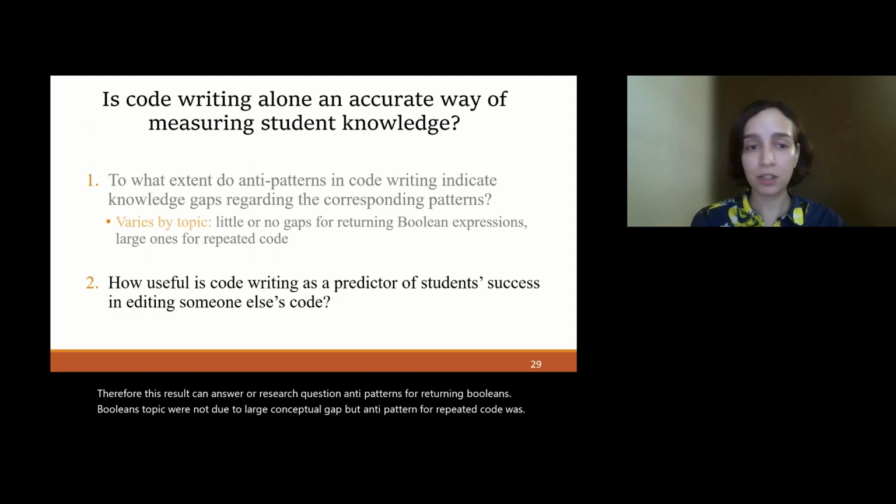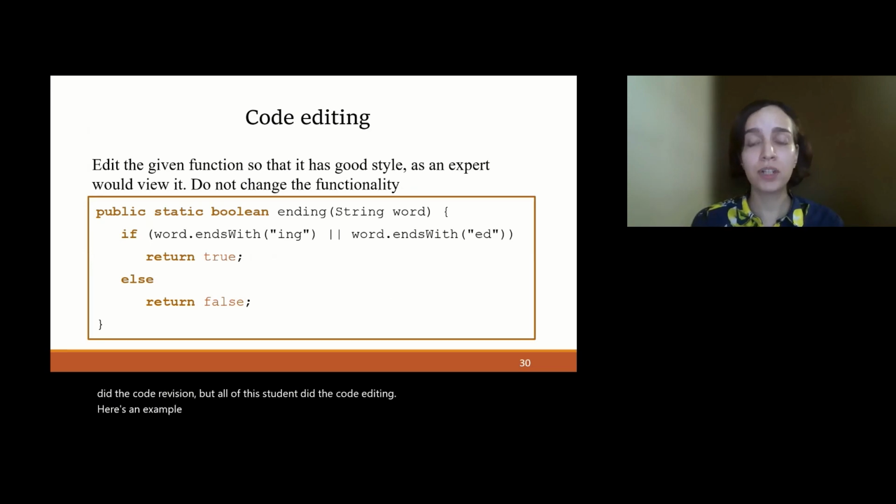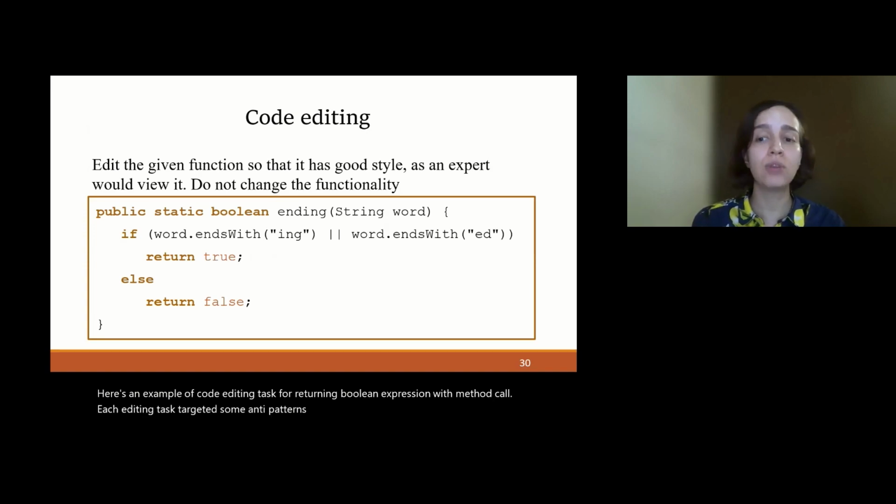Now let's see RQ2, which asks how useful code writing is as a predictor of a student's success in editing someone else's code. Note that only students whose code was flagged for on-type pattern did the code revision, but all of the students did the code editing. Here's an example of a code editing task for returning a Boolean expression with method call. Each editing task targeted some on-type patterns and asked the students to improve the style without changing the functionality. The students were not told what to improve or how to improve.